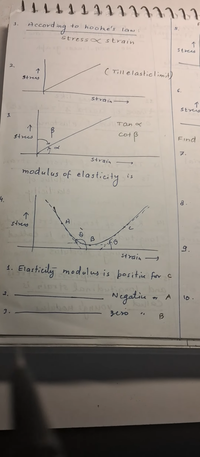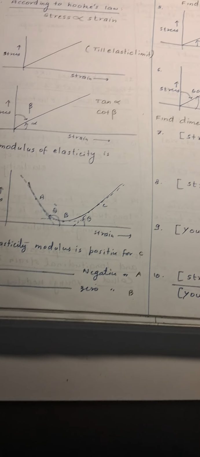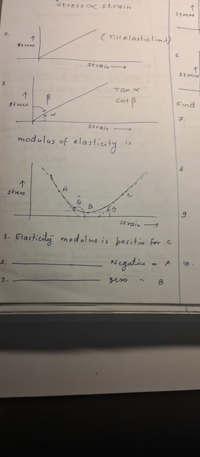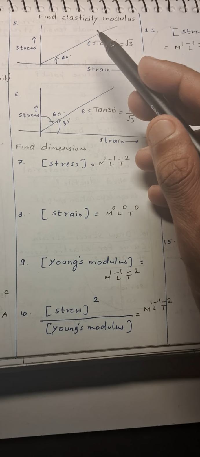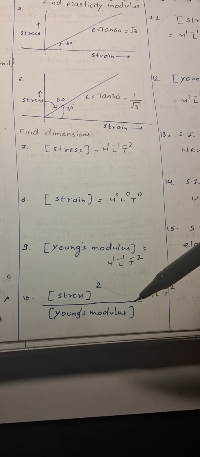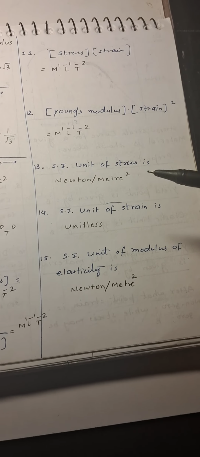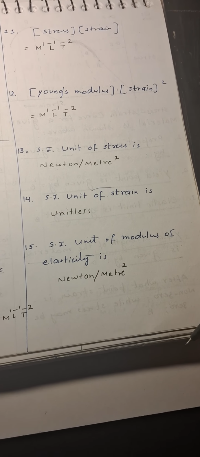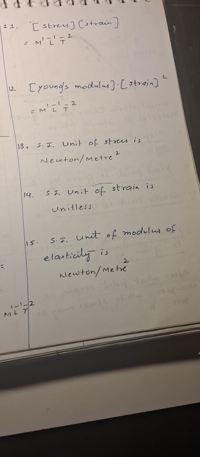So here is the worksheet on graph-based questions, and it says that according to Hooke's law, the questions are on Hooke's law itself. Then the graphs based on that, stress strain graph, then calculation of elasticity modulus from the stress strain graph. Then there are questions on finding elasticity modulus like this. Then dimensional formula based question of various terms. So these are the basic level worksheets needed to check your basic understanding of the topic.